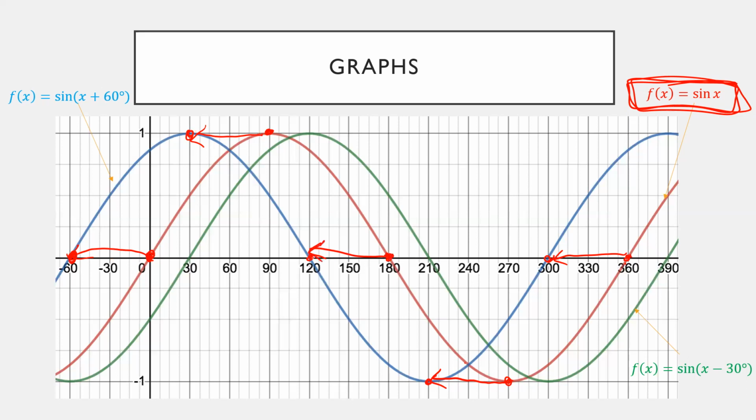180 degrees and 0 now gets moved to 120 degrees and 0. 270 degrees and negative 1 now gets moved to 210 degrees and negative 1. And 360 degrees and 0 now gets moved to 300 degrees and 0, right? So we can see here that all the points have simply been shifted 60 degrees to the left, okay? Does that make sense so far?